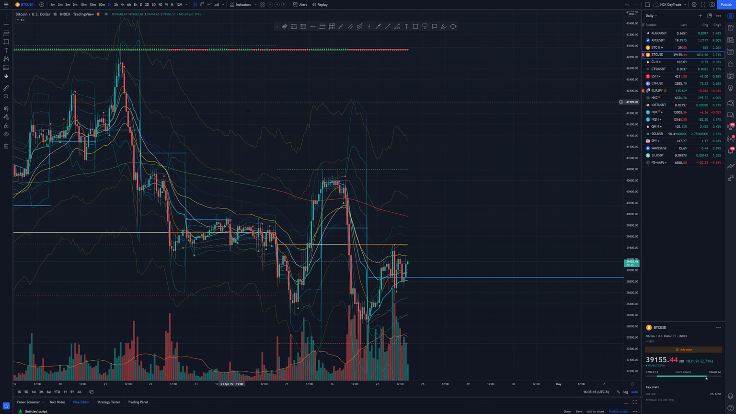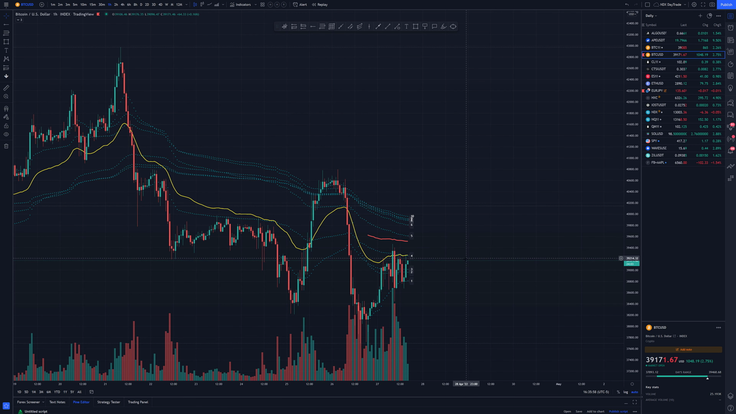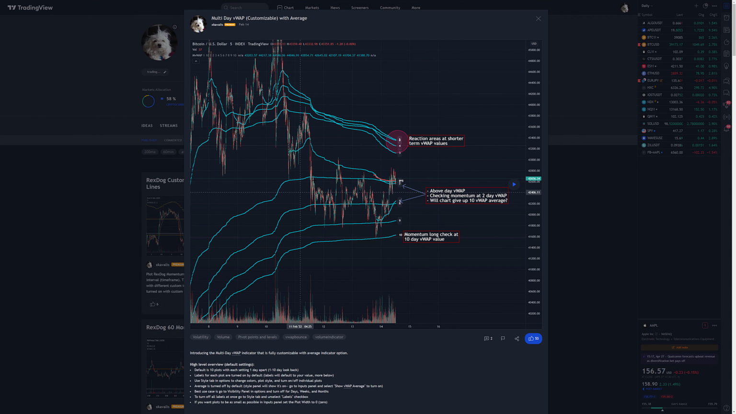One of the other things I do is a lot of VWAP analysis on some things that I'm looking for, swing trades or longer term trades. So for instance, I have a 10-day rolling VWAP. And this is an indicator that is actually free. It's on TradingView. It's this indicator here. It's the multi-day VWAP customizable with average that I released. What it does is you can plot multi-day VWAPs up to 10. You can set it at any setting you want.